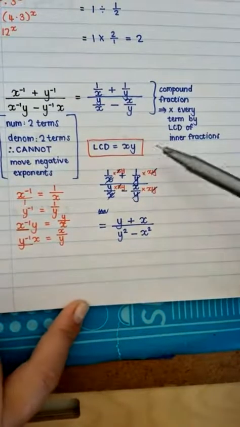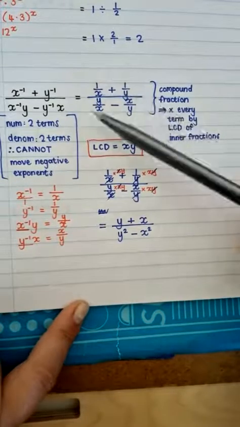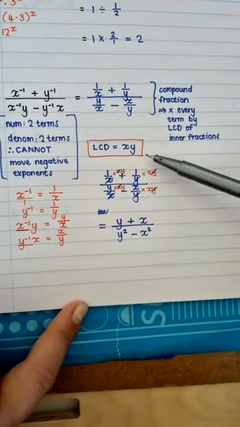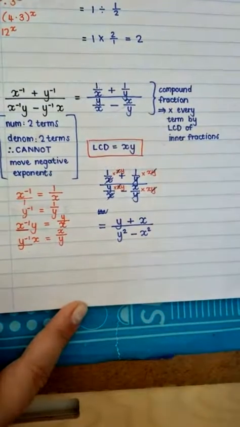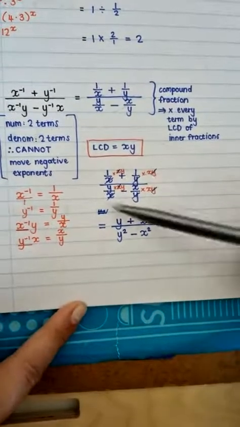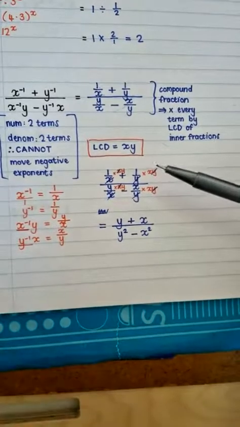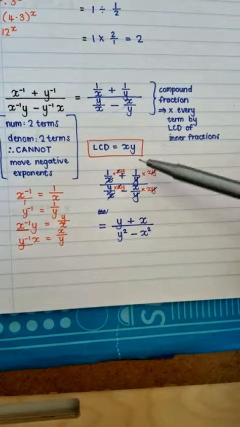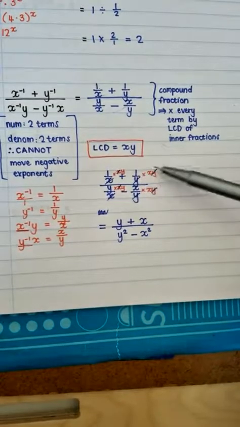I'm just going to go over this again. You look at your inner fractions. We had 4 of them in this case. You find the LCD of those, which was xy. Then you multiply every single term. Guys, even if some of these terms weren't fractions, you still would have to multiply them by the LCD. You're multiplying every single term by that LCD.